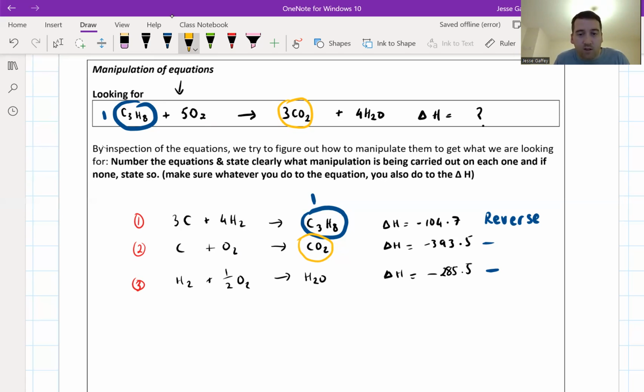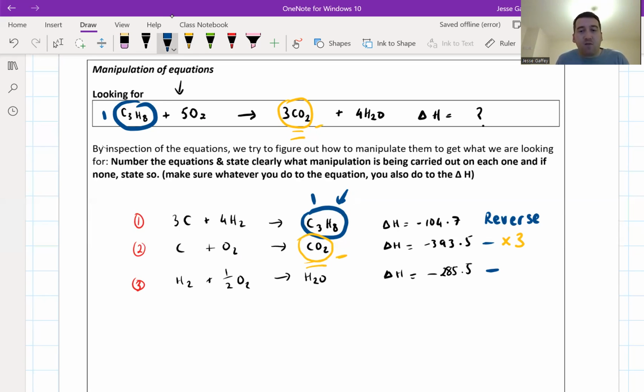So what do I want to do? What's the difference between this one and this one? Well, this one up here is 3 times this. So what I'm going to do is times it by 3. I don't need to reverse it because this is already in the products and it's already in the products up here. So why did I reverse this one in blue? I reversed it because it's in the products here and it's in the reactants here.